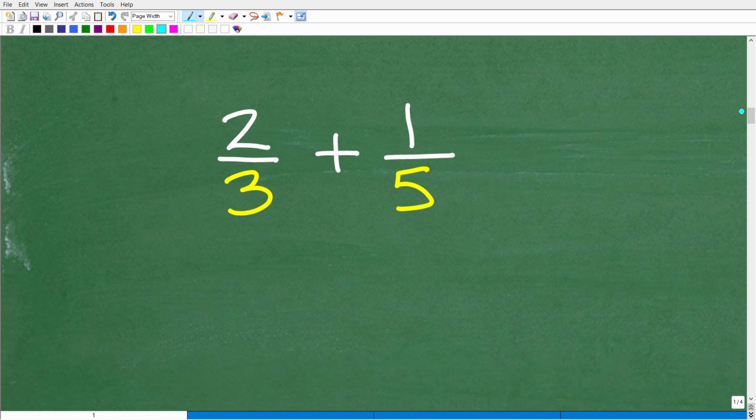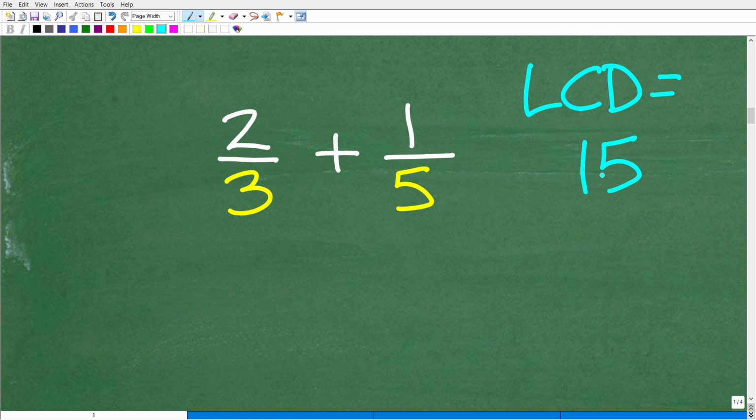Okay, so here are two fractions. What is the LCD? Now, a lot of you are going to say, Mr. YouTube Math Man, this is easy. The LCD is 15. And you would be correct. So let's go back to this question, what is the LCD? And let's answer that first, and then we'll talk about how to find it. All right, so the lowest common denominator is 15.